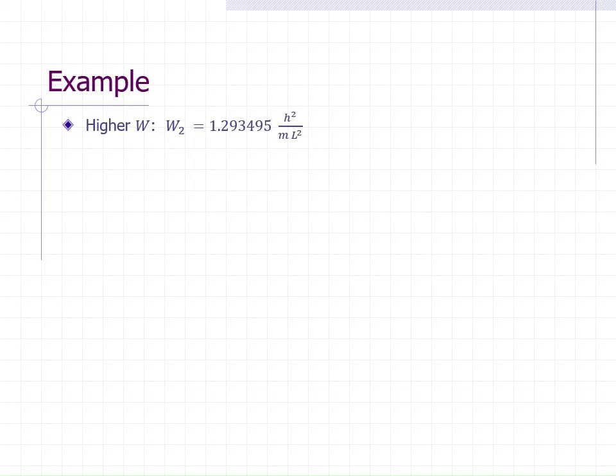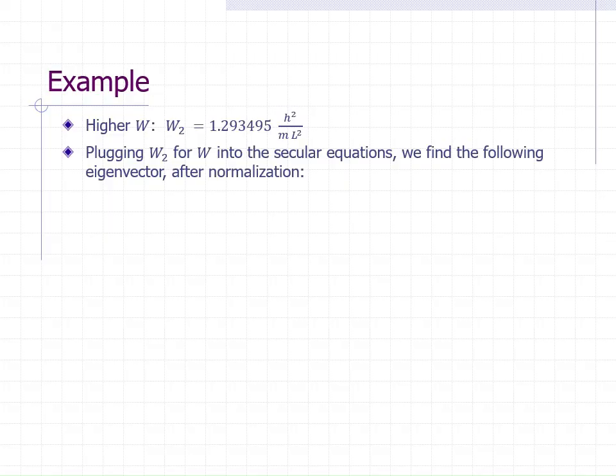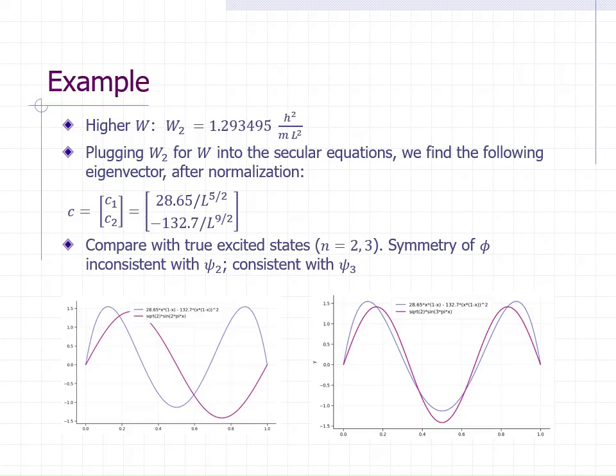Let's now take a look at the trial function associated with W sub 2. After normalization, we obtain the coefficients C sub 1 and C sub 2 as shown here. These coefficients define the trial wave function as a linear combination of F sub 1 and F sub 2. We now compare this result with the true excited states for a particle in a box, specifically for n equals 2 and n equals 3.